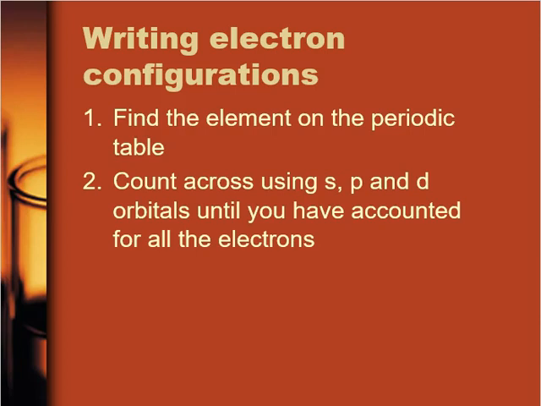Today I want to look at how you go about writing electron configurations using the SPD notation. The only way I recommend you do it is to look at your periodic table. The first thing you want to do is find the element on the periodic table, and then count across using the s, p, and d orbitals until you've accounted for all of the electrons. Now this sounds complicated. It's not that bad. So let me show you.